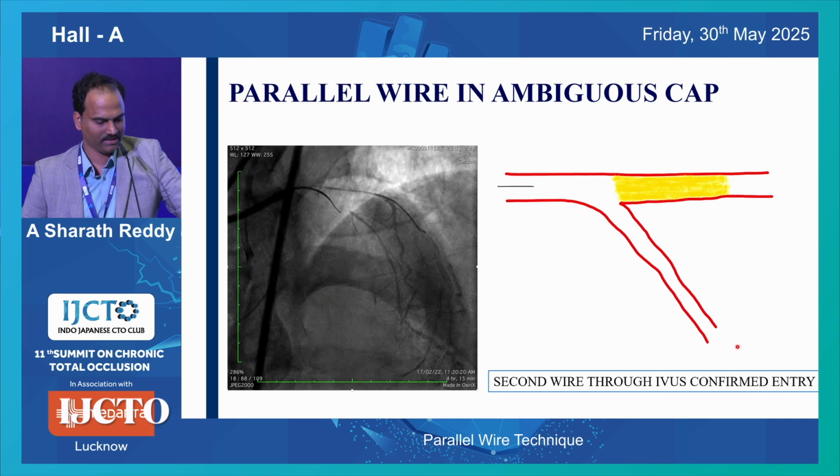So to do that, once the wire is in and you confirmed with IVUS, you just take a balloon, dilate it in the beginning, and take a double-lumen catheter so that the over-the-wire lumen is beyond the ostium of LAD. So that makes sure your second wire is also in the same entry which you have already confirmed with IVUS, and advance your second wire as parallel wire using the first wire as a guide, and you can be successful.